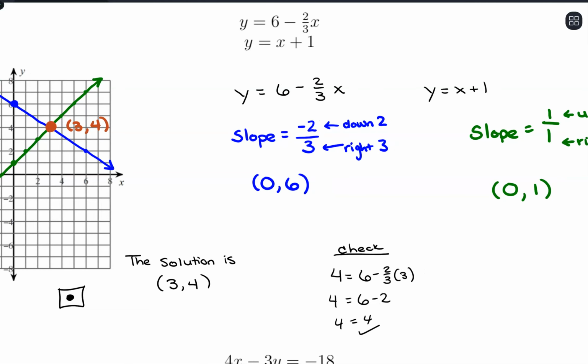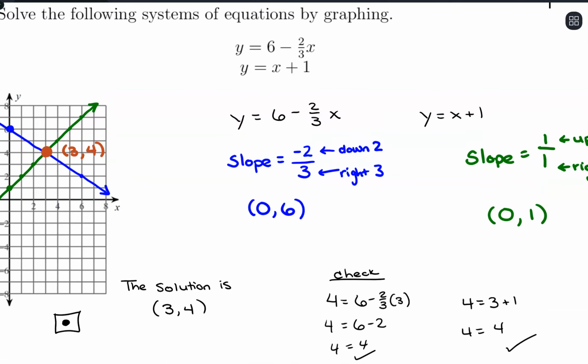So now we're going to plug it into the other one. 4 equals 3 plus 1, 4 equals 4. Fantastic. So we know with 100% certainty we got the right answer, we graphed those lines correctly, all of that good stuff. Let me show you also on Desmos how we can use that to double check our answers.